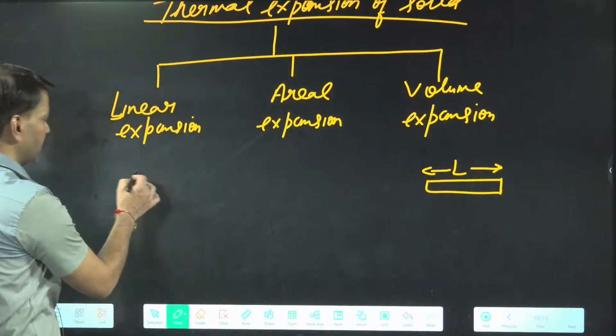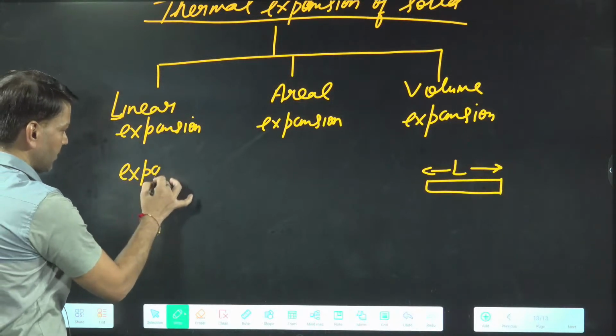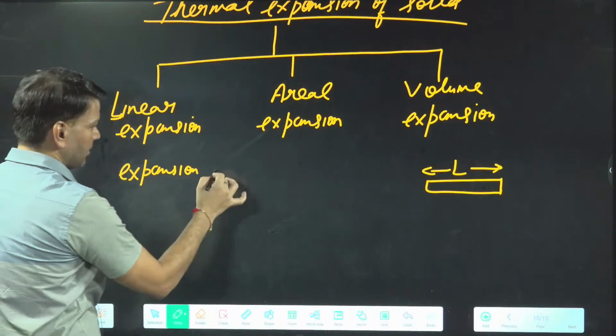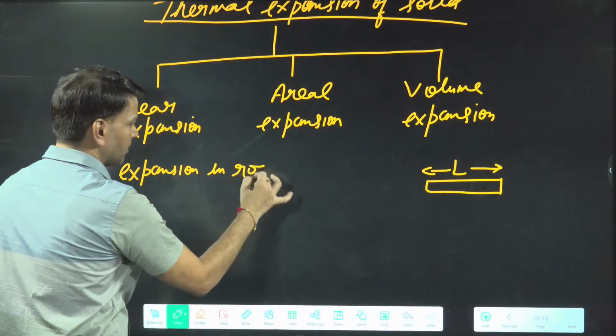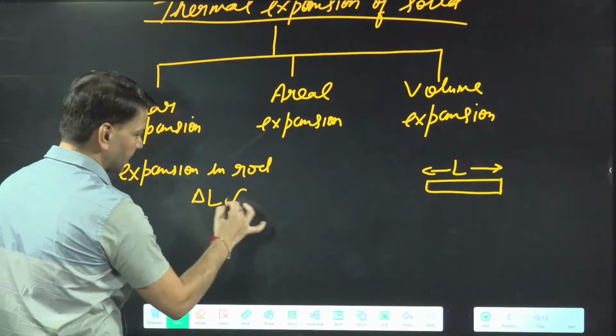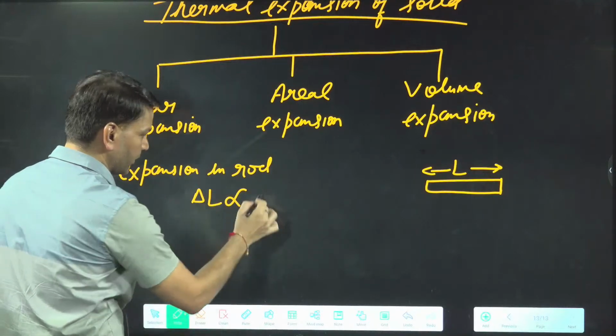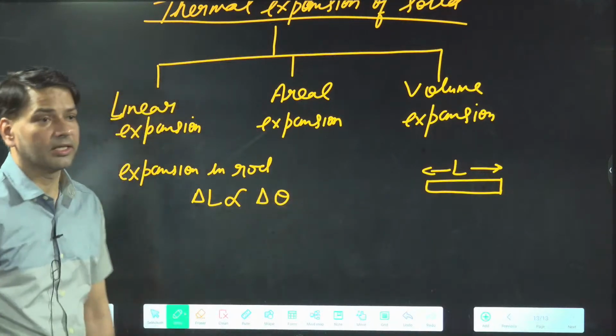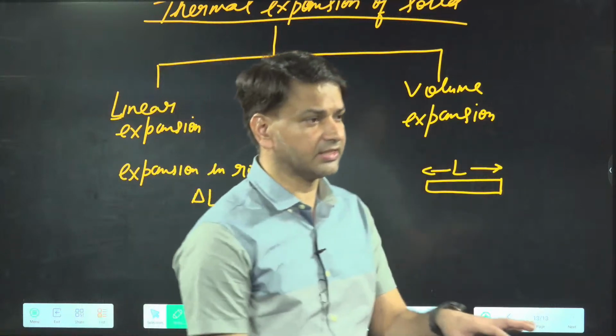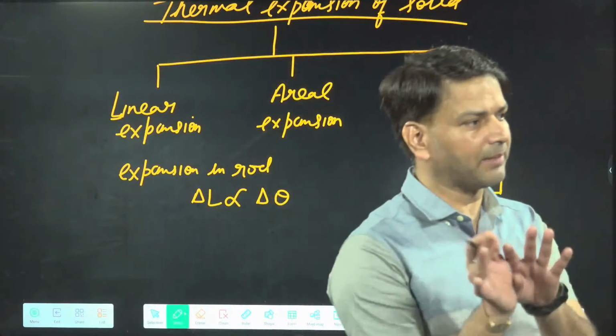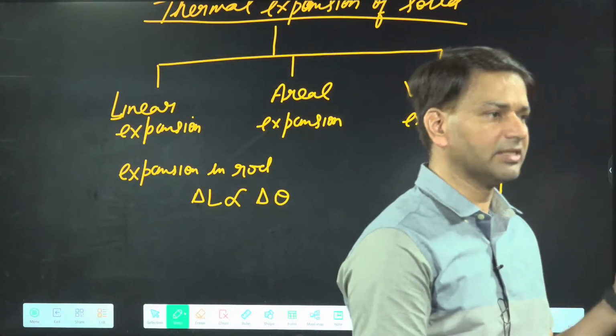Then we can say the expansion in the rod, delta L, is directly proportional to delta theta, the change in temperature. Here we are taking the change in temperature. When you increase the temperature, delta L is positive.